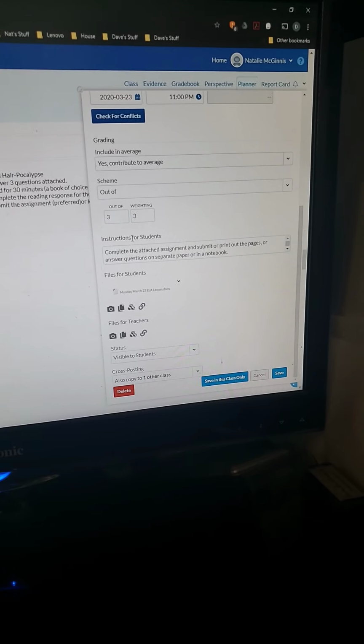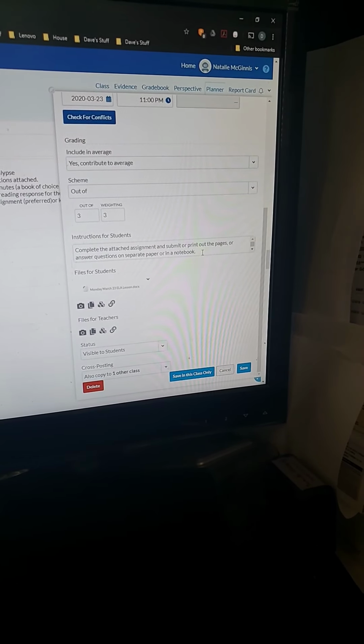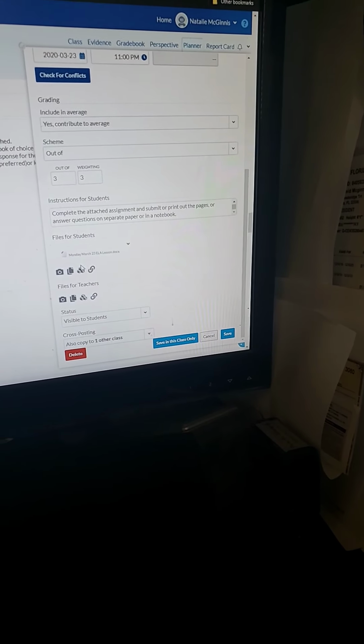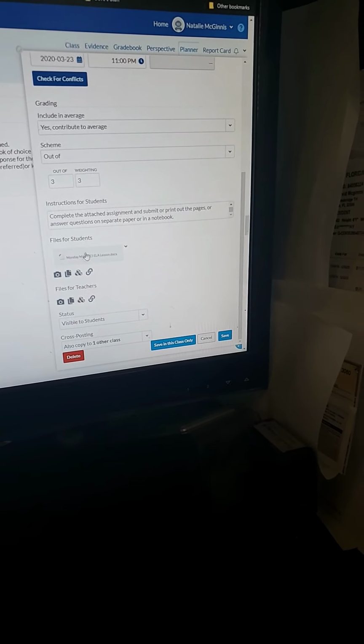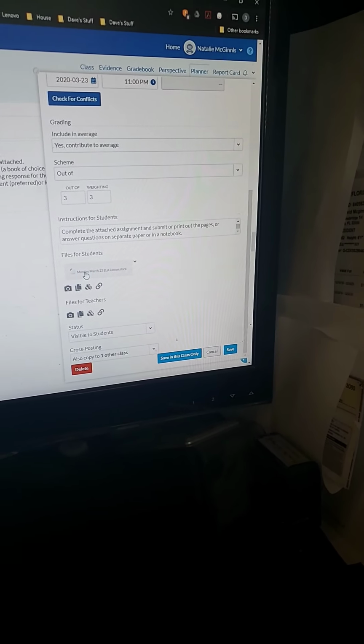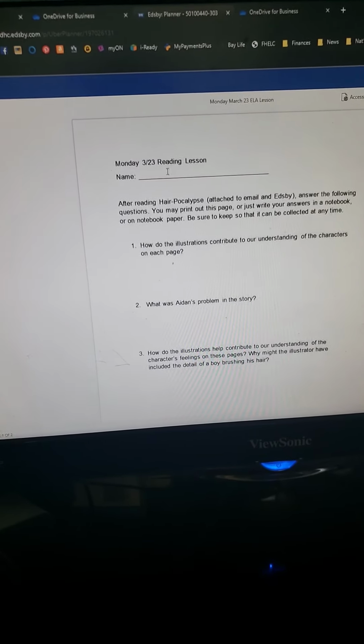So your instructions for students say: complete the attached assignment and submit, or print out the pages and answer the questions on separate paper or in a notebook. If you are going to submit it, this is where you will do it. However, if you want to just access it to print off or just to look at it, it is right here. Here's our reading lesson.